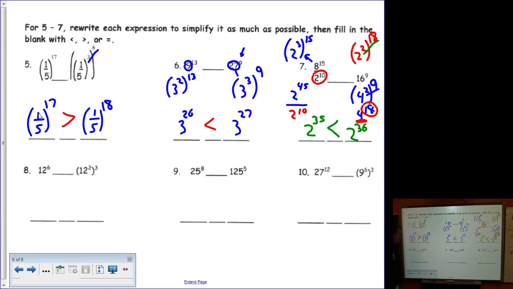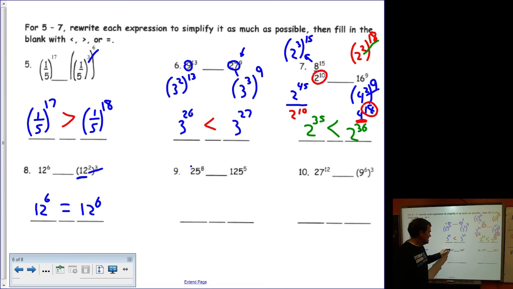All right, number 8. I cannot reduce the base because the base is not a perfect square or perfect cube. So I'm just going to keep the base, and in fact on the left, there's nothing to do. On the right, I have 12 to the 2nd to the 3rd. So I can do the power to a power rule and multiply those together. And then it turns out that 12 to the 6th and 12 to the 6th are of course equal to each other.